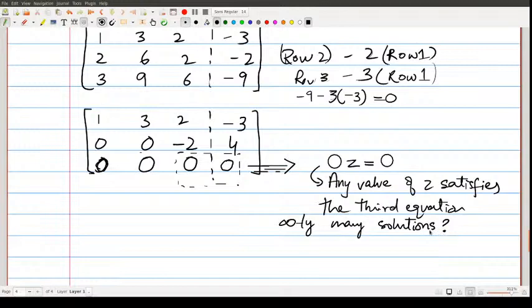But how do I find those infinitely many solutions? The way we do it is, when you say that any value of z satisfies the third equation, what we're actually saying is that z is a free variable. It's free, it can take any value.